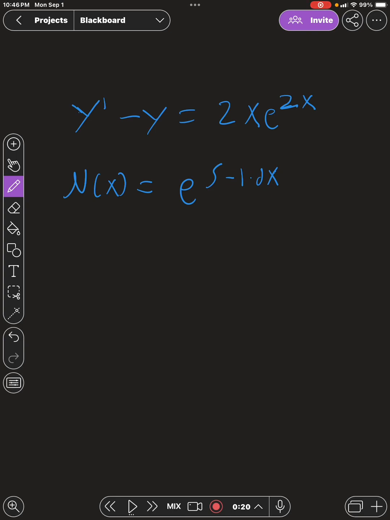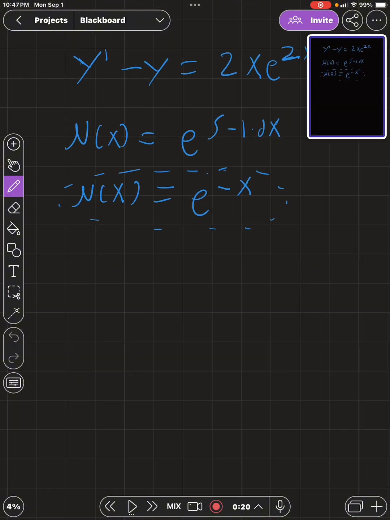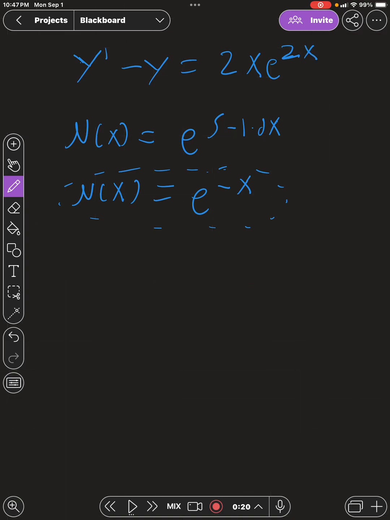Once we get our integrating factor, we can go ahead and do the integration here. So the integral of -1 dx is, well, that's just negative x, right? So our integrating factor is going to be mu of x is equal to e to the negative x. Pretty simple integrating factor so far. Once again, this is just an example of how this method's used. We'll see how it's used to actually solve this differential equation.